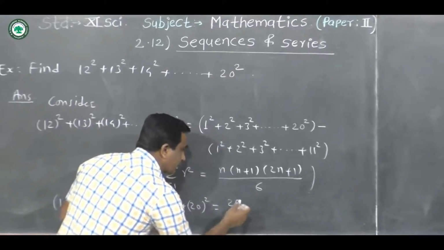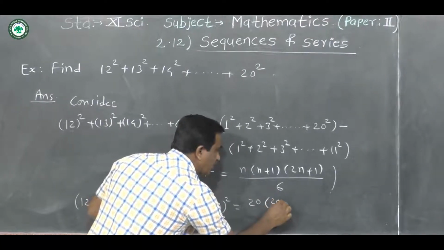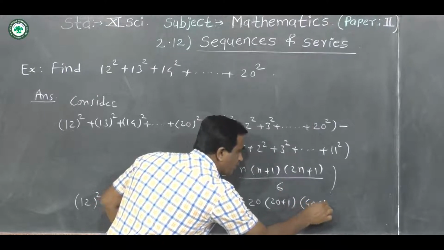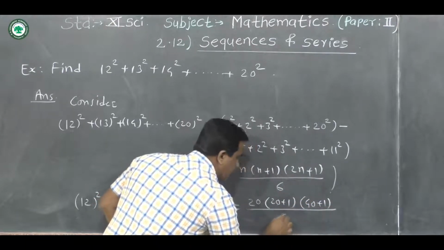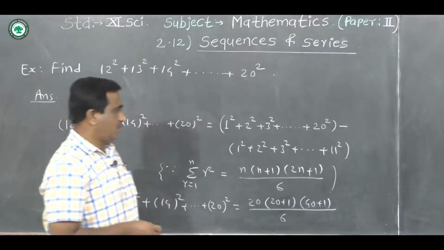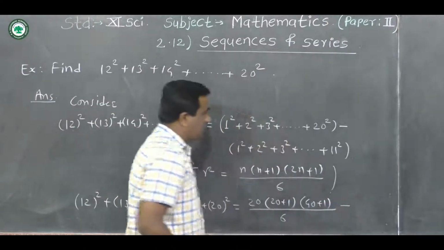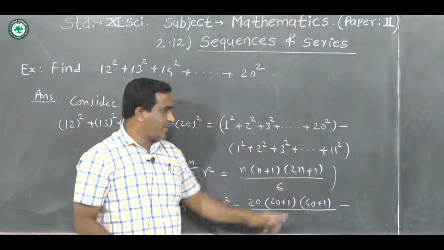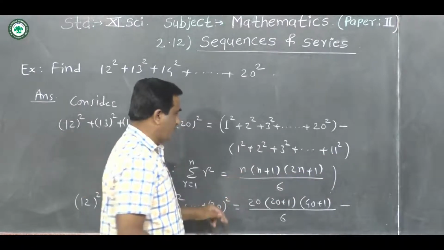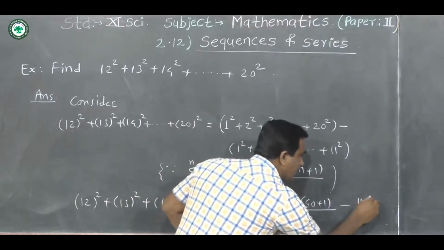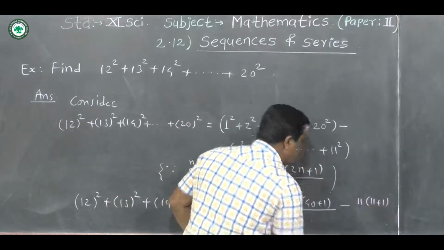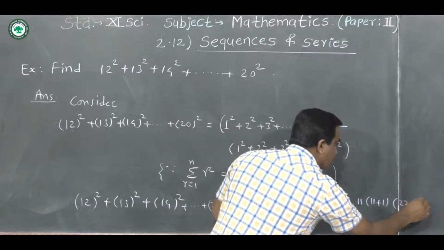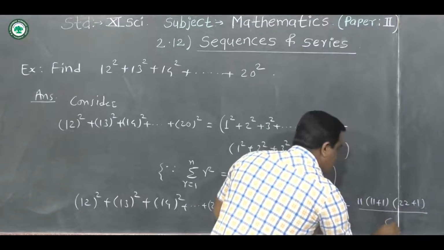20 into 20 plus 1 into 20 into 2, 40 plus 1 upon 6 minus, in this bracket value of n is 11, last term is 11, therefore value of n is 11, put here value of n is equal to 11, then we can write here 11 into 11 plus 1 into 11 into 2, 22 plus 1 upon 6.